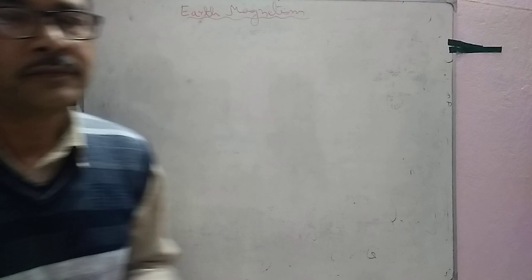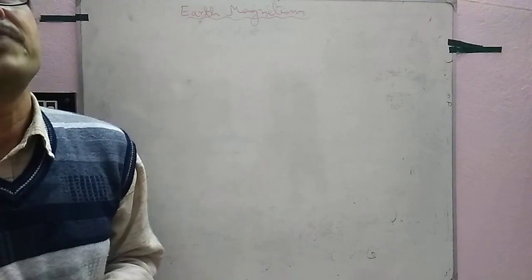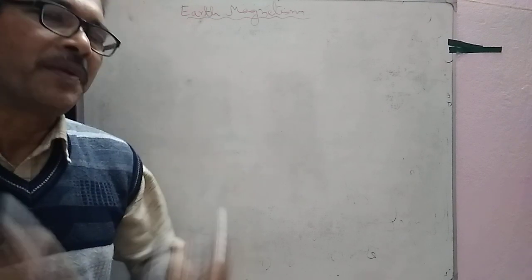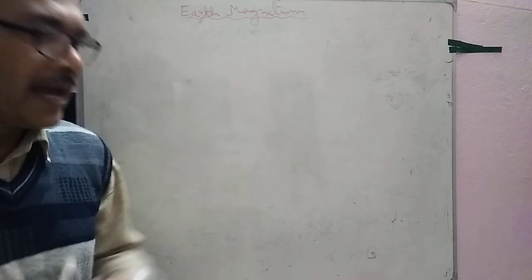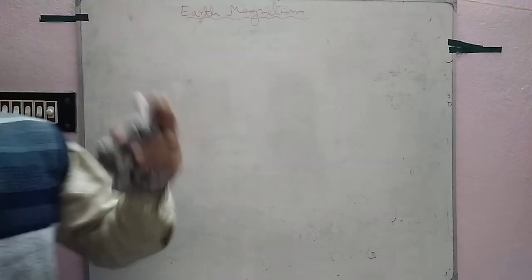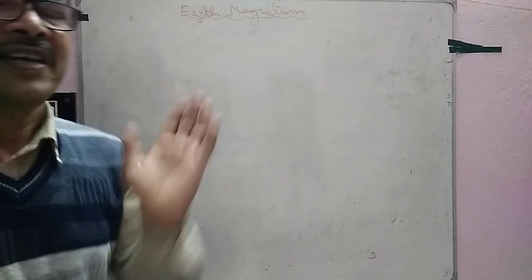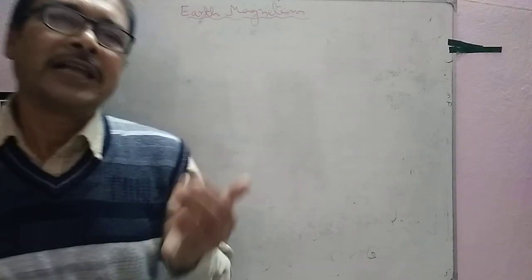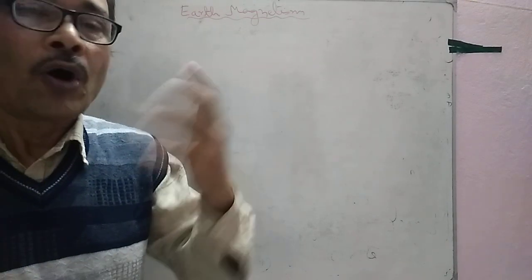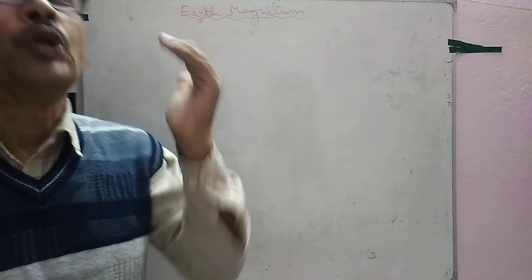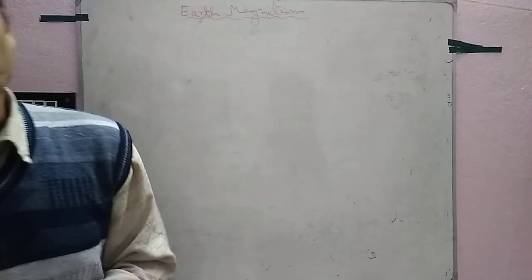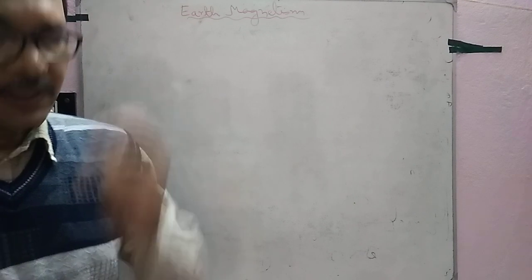So earth magnetism. In class 9 or 8 you have seen that if a bar magnet is suspended from its center of gravity at any place on the earth, then the magnet will be fixed in the north-south direction. At the North Pole of Earth, the North Pole of the bar magnet is fixed downward, and at the South Pole, the South Pole of the bar magnet points downward.